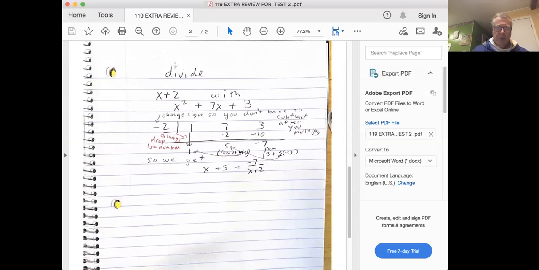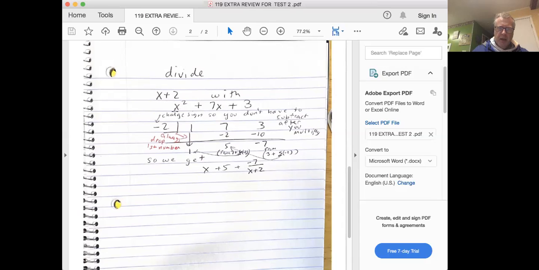Okay, so when it says divide x plus 2 with x squared plus 7x plus 3. So the first thing we do is we only look at this plus 2 part. And with synthetic division, after you multiply, you have to subtract. So I like to eliminate errors here. So if this is a plus, I'll make it a minus when I do the synthetic division. Okay? If it was a minus, I'd make it a plus here.